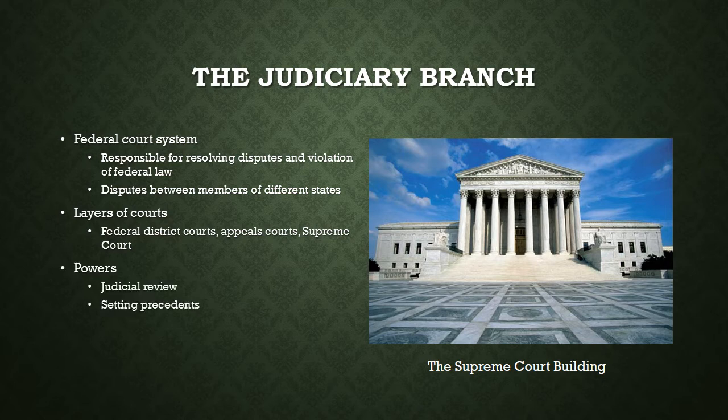The powers of the judiciary branch include the power of judicial review and the power to set legal precedents. Judicial review means that the Supreme Court can look over the laws passed by Congress to see if they are constitutional. If it decides that the laws passed are not constitutional, it has the power to strike them down, to get rid of them.